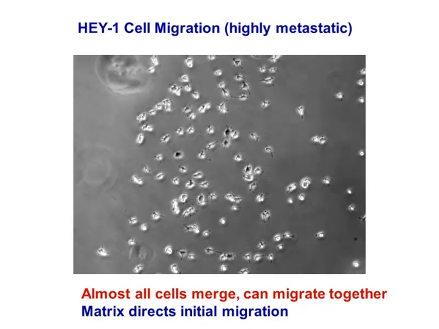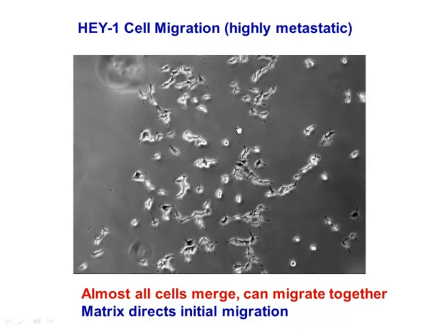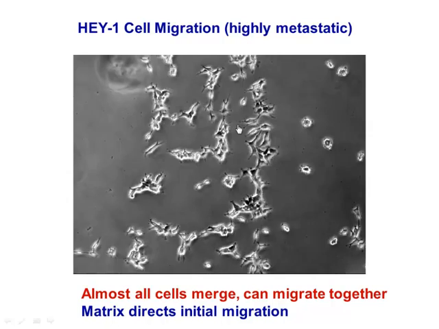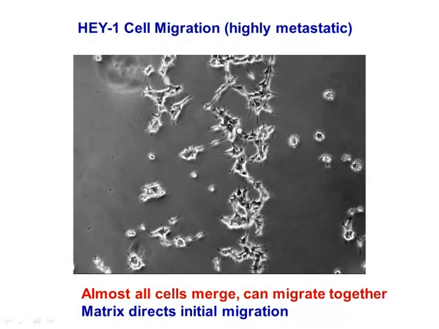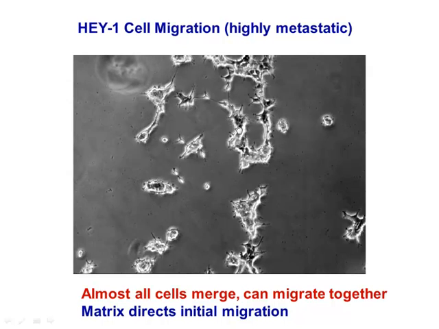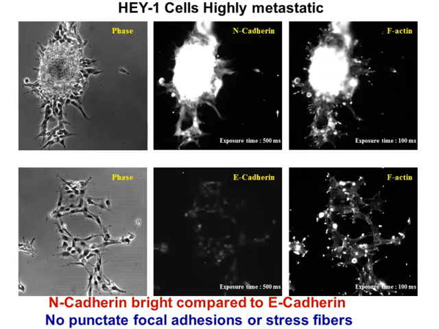So in this case, these are these HEY cells. Now the gradient goes this way, and after 3 days, these cells really move together, and all the initial cells we started with really merge together, and most of them end up in the high concentration part of the gradient. So the cell matrix directs the initial migration, but initially they all find each other and then start moving towards higher concentration. I'll skip that.